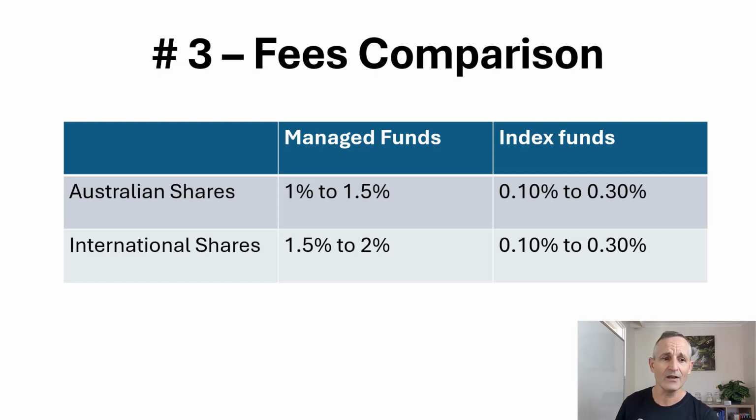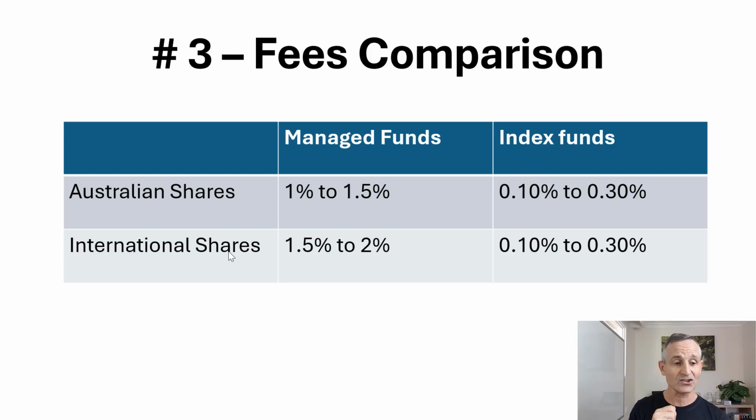Now, if we have a look at the fees, if it was an Australian share managed fund, you're typically paying between about 1% and 1.5% in fees on a managed fund. If we look at an index fund for Australian shares, you're typically paying between 0.1% and 0.3%. So you can see there's a significant difference in the fees. And the reason there's a big difference is because the fund managers have to employ research teams, research analysts, to go out and do all their investigation to work out what are going to be the best companies to invest in. Whereas an index fund, all they need to do is just replicate the index.